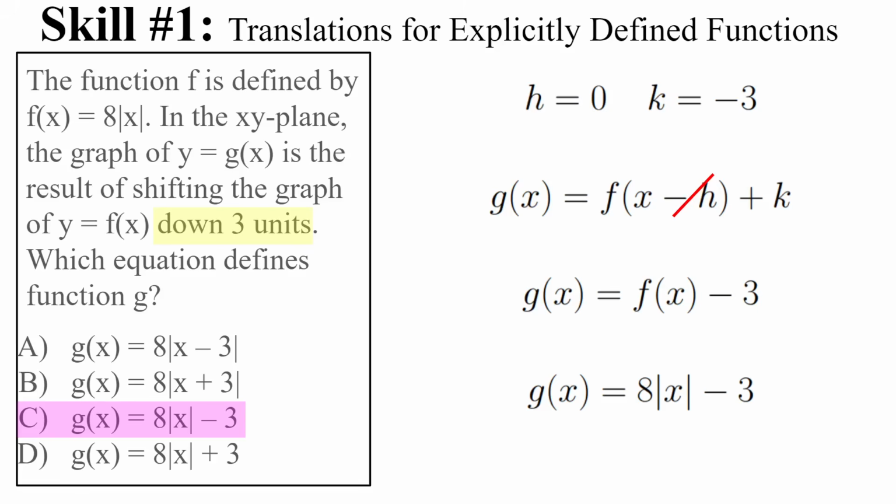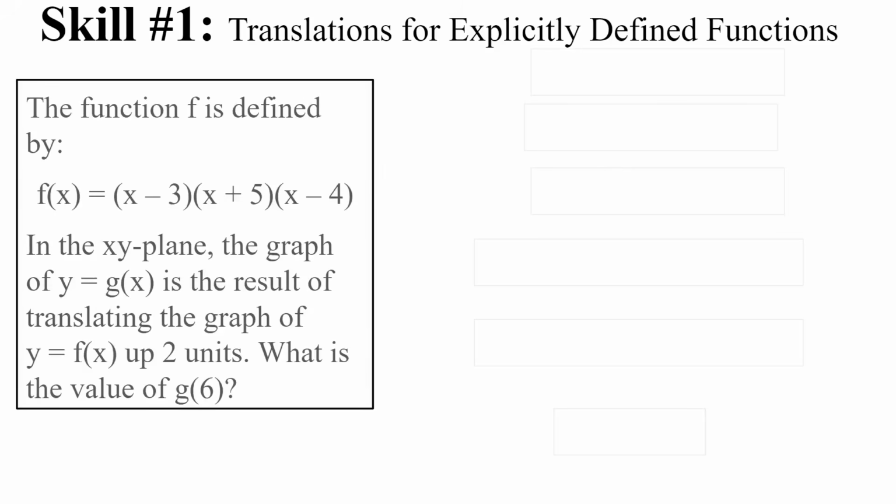All right, let's do another one. So the function is defined by x minus 3, x plus 5, x minus 4. In the xy plane, the graph of y equals g of x is the result of translating the graph of f of x up 2 units. What is the value of g of 6? Okay, once again, we have no horizontal shift. So h is going to be 0. K is going to be positive 2 because up is positive for vertical shifts.